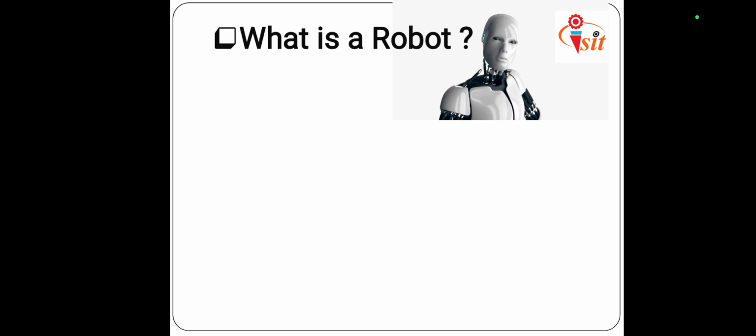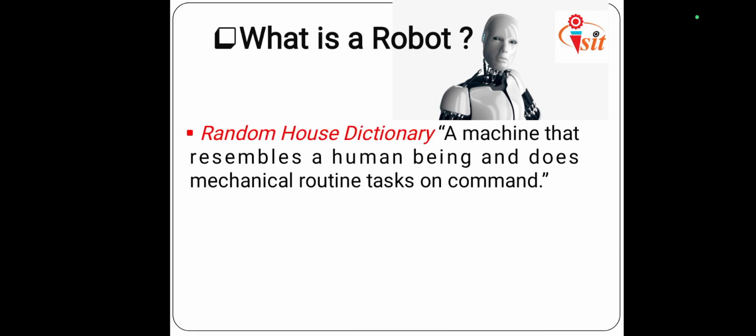What is a robot? So here one robot is shown. As per the Random House Dictionary definition, a robot is a machine that resembles a human being and does mechanical routine tasks on command. Whenever we give a task or command, it will perform that particular task.